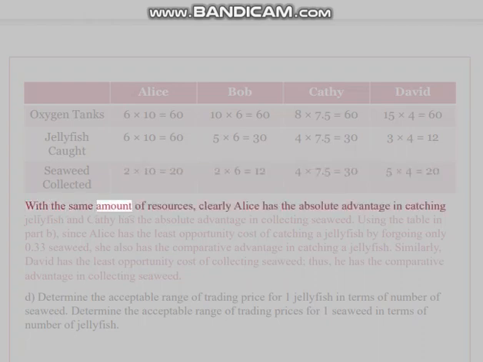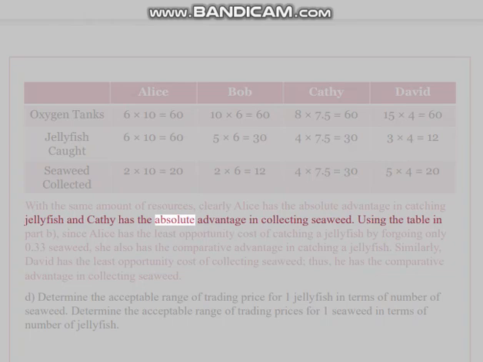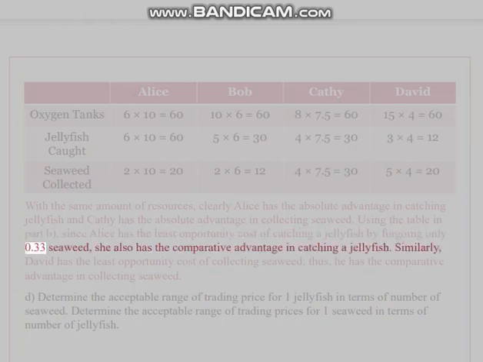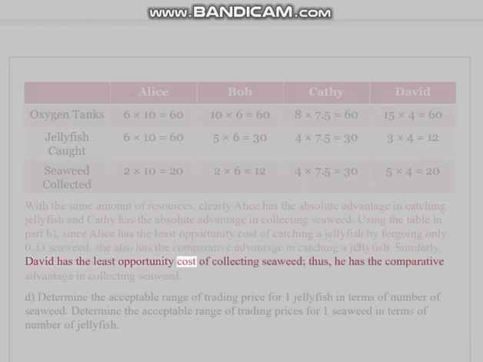With the same amount of resources, clearly Alice has the absolute advantage in catching jellyfish and Kathy has the absolute advantage in collecting seaweed. Using the table in Part B, since Alice has the least opportunity cost of catching a jellyfish by foregoing only 0.33 seaweed, she also has the comparative advantage in catching a jellyfish. Similarly, David has the least opportunity cost of collecting seaweed, thus, he has the comparative advantage in collecting seaweed.